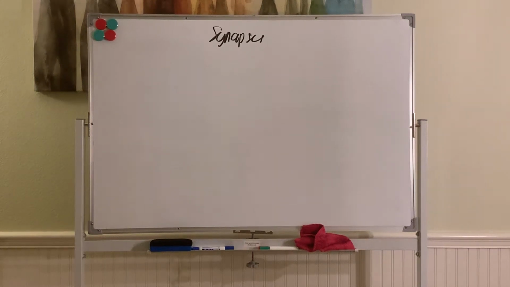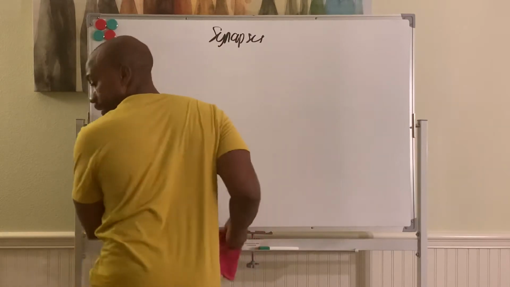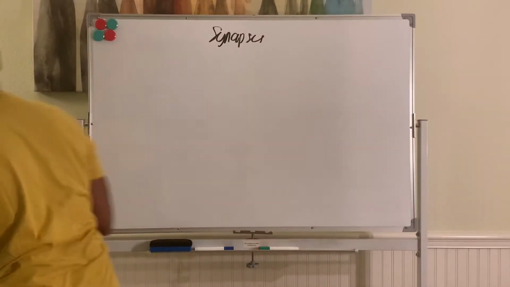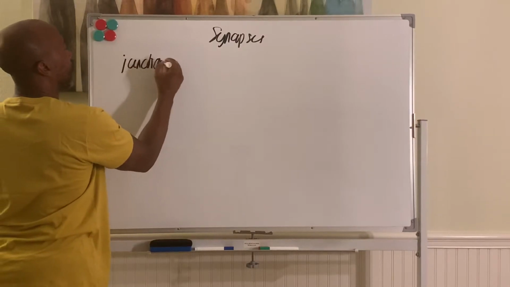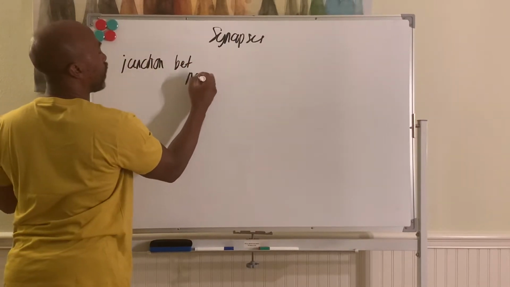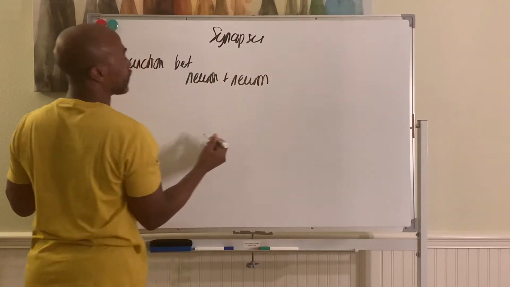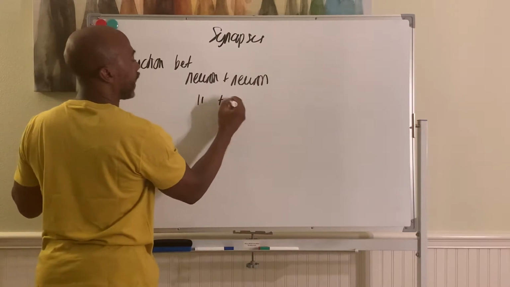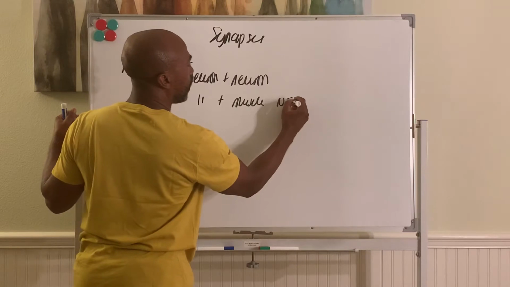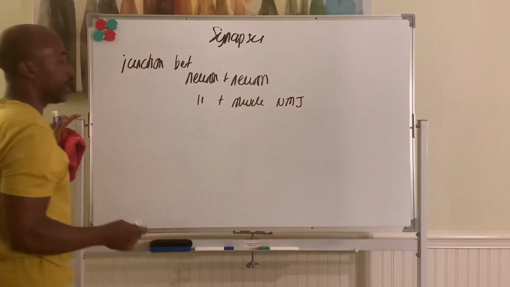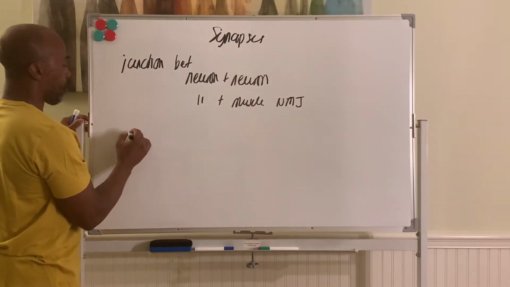All right, let's talk about the synapse. A synapse is a junction, a meeting between neuron and neuron. Sometimes it's also between neuron and muscle. That's a special junction that we call a neuromuscular junction. Now, a synapse can be represented this way.